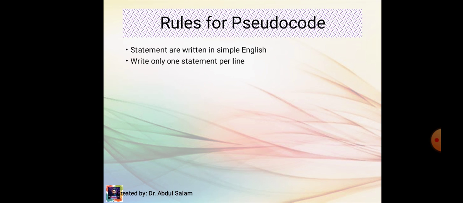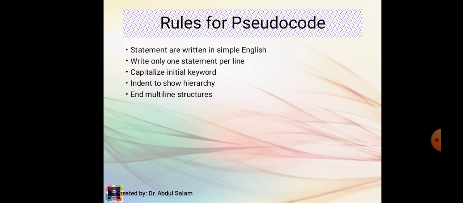Here are some rules for pseudocode. Statements are written in simple English. Write only one statement per line. Capitalize the initial keyword. Indent to show hierarchy and multiline structures. Keep statements language independent.